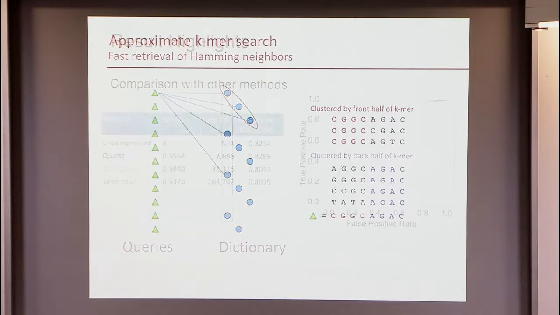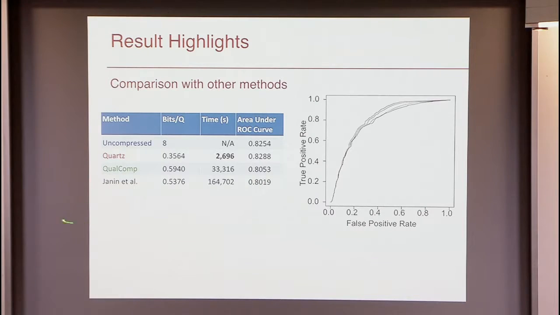I don't want to focus on results here, but Quartz does. The downside is Quartz consumes a lot of RAM, so it is not something easily run on a laptop. But on the other hand, it gets down to only 0.35 bits per quality score. It's very fast. And the very surprising thing is that Quartz doesn't just not significantly harm downstream base calling accuracy. It actually slightly improved it on some test cases under the metric of area under the ROC curve.